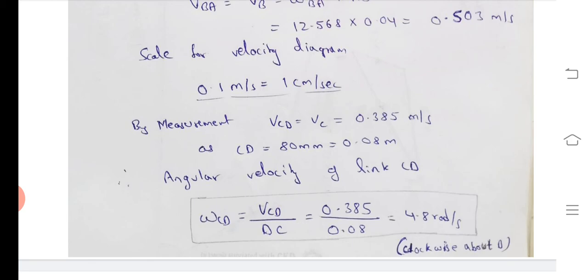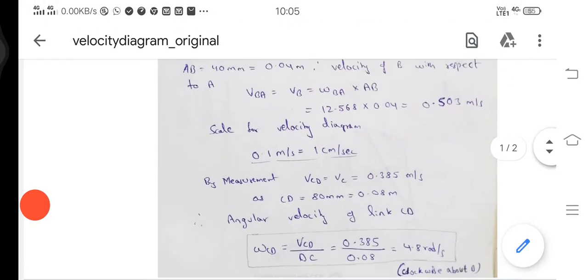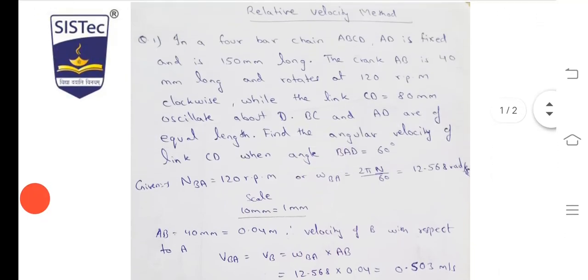As CD is equal to 0.8 meters, therefore the angular velocity of link CD, omega CD, is equal to VCD upon DC, which is equal to 0.385 upon 0.8, which is equal to 4.8 radians per second. So we got the angular velocity of link CD as 4.8 radians per second, which is moving in the clockwise direction about D. So by this we have solved a numerical of a 4-bar chain by finding out the relative velocity method for link CD. Thank you.